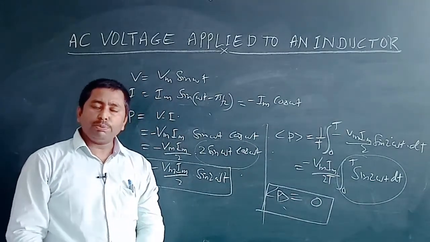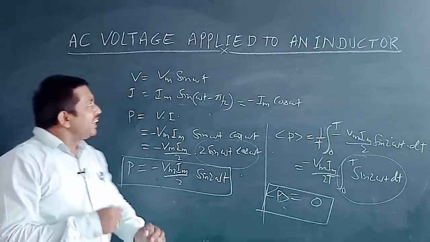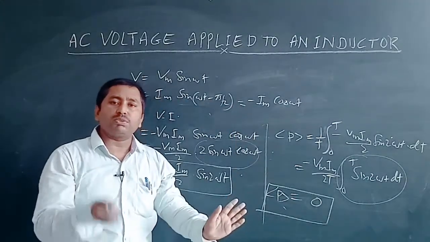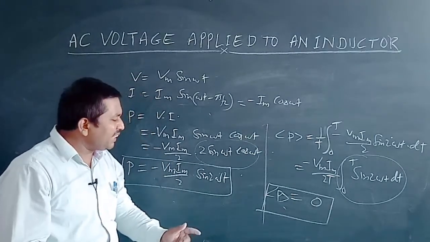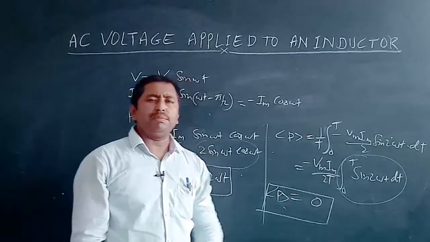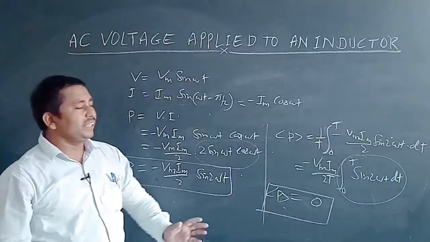Okay, so if we apply any AC voltage across an inductor, in one complete cycle, it means one time period, the average power loss in an inductor is 0. Okay, so this is all about the AC voltage applied to an inductor.